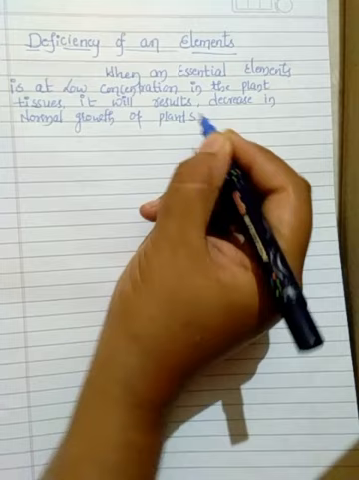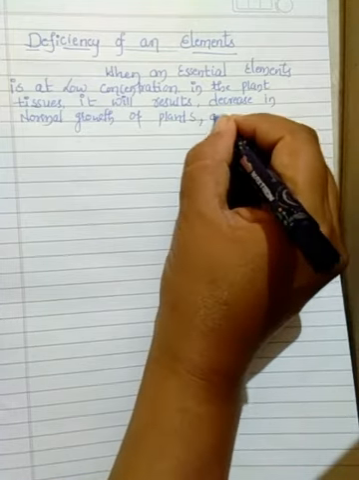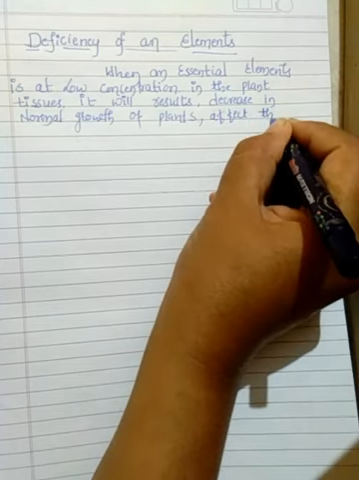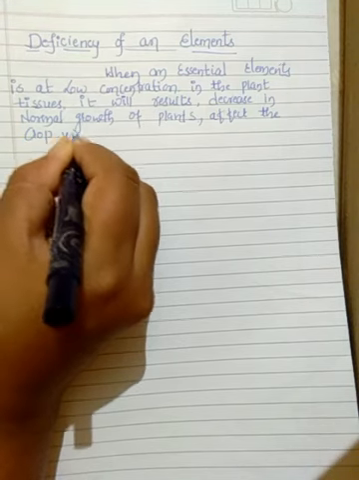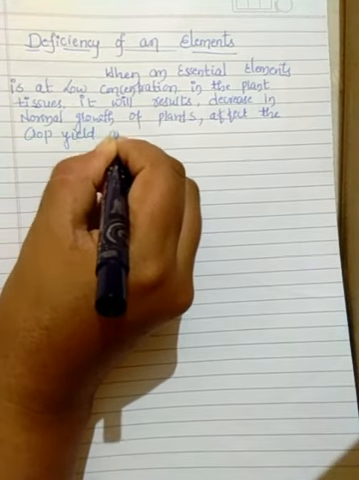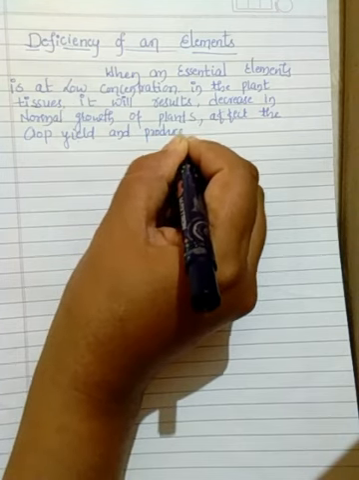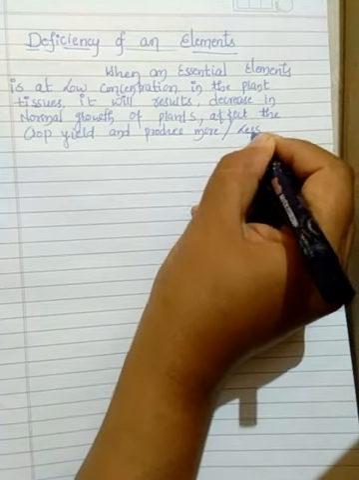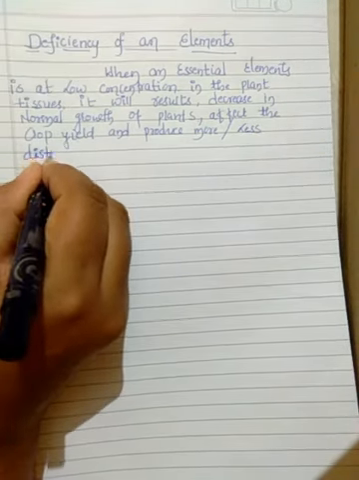And if normal growth of plant gets decreased, then what will happen? It will affect the crop yield, and it can produce more or less distinct deficiency symptoms.